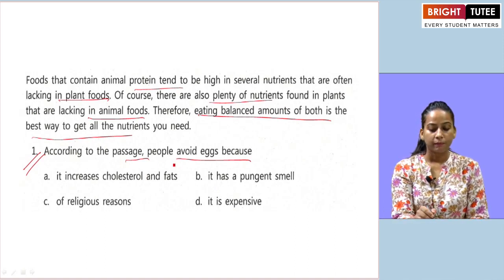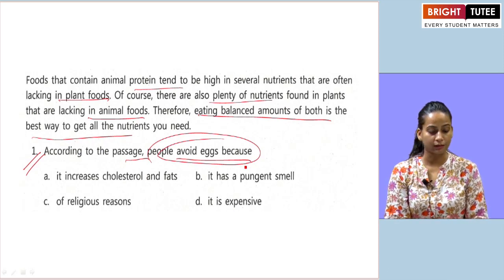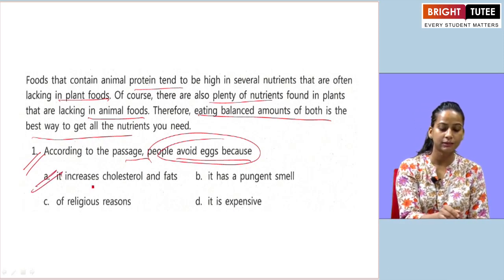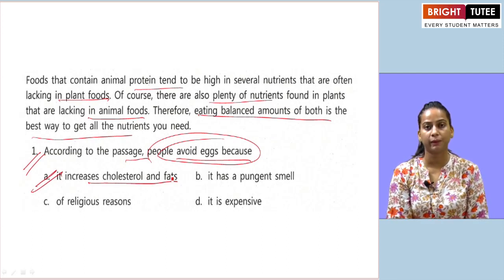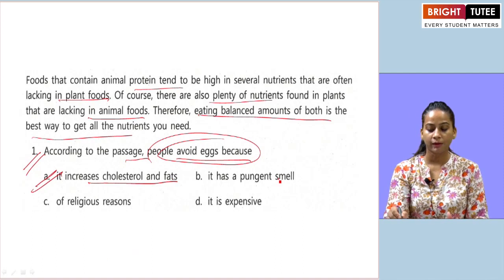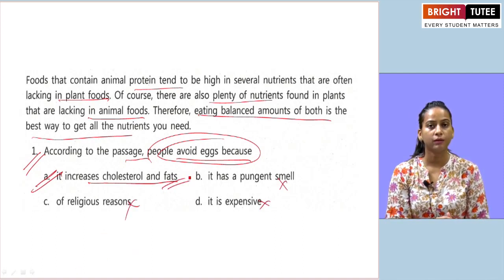So, most of the people are avoiding eggs because they are not aware about the fact and they think that it increases cholesterol and fat. So, this one is the appropriate option which is going with the passage. So, we have to select this one. Rest of the 3 are ruled out. Clear? So, the appropriate option is option A.